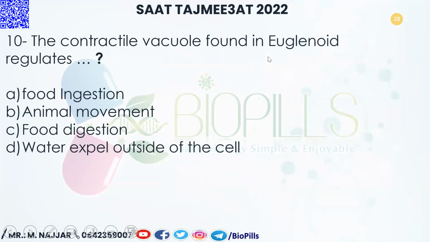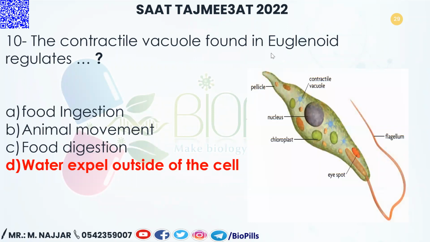Question number 10. The contractile vacuole found in Euglenoid regulates A, food ingestion, B, animal movement, C, food digestion, D, water expel outside of the cell. Think about it. What is the contractile vacuole? What is the function of the contractile vacuole? Of course, D, water expel outside of the cell.